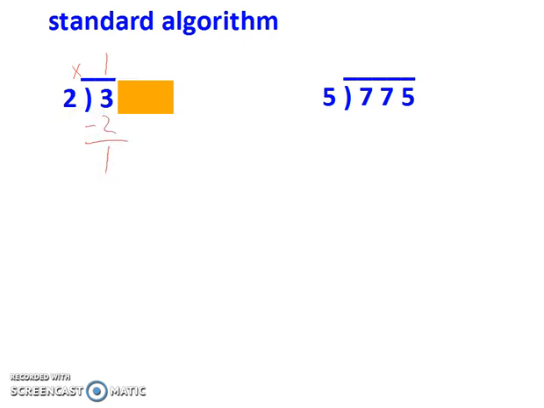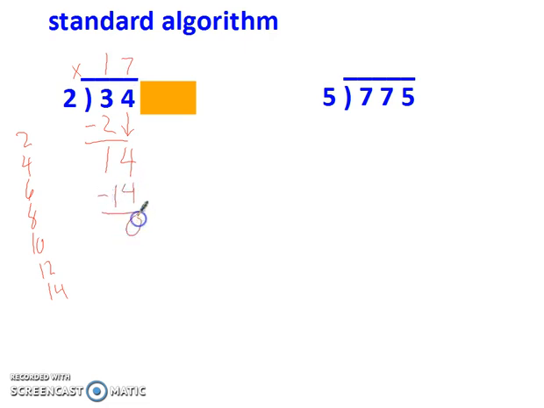Okay, here's where it gets a little tricky for some people. I'm only going to bring down 1 number. So I'm bringing 1 number down. So now I have 14 here. How many 2's in 14? 2, 4, 6, 8, 10, 12, 14. 7 of them. 7 times 2 equals 14. I subtract. I'm at 0.